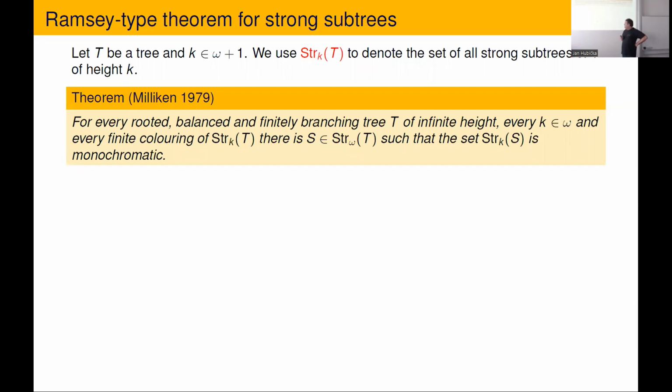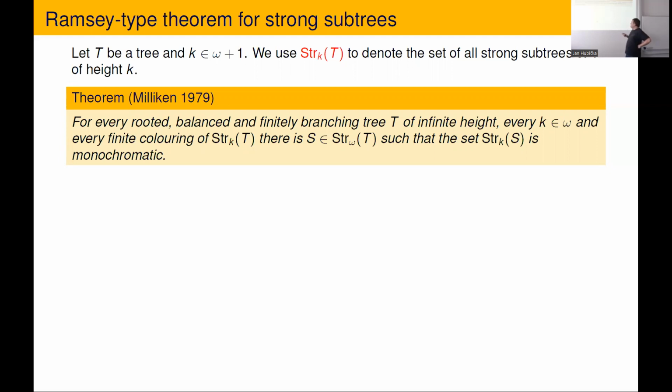Basically, it is a strengthening of the Ramsey theorem, which is not very popular in combinatorics because I think combinatorialists don't like the definition of tree. But it is very important in set theory, and it is the right strengthening of the Ramsey theorem. So, a little bit of notation. If I have a tree T and I choose the height k, then STR_k is the set of all strong subtrees of the given height.